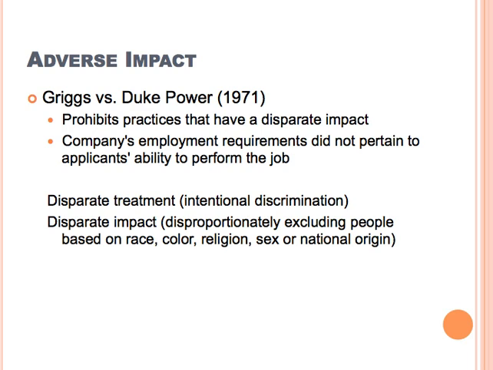So this was, again, very impactful, because what it tells us is if you have processes or policies or approaches in place, that whether or not you have this intent to discriminate, if the impact is that it is disproportionately excluding certain people, whether it be based on their race, their color, their religion, the sex, or the national origin, that would be considered disparate impact, and that's illegal.